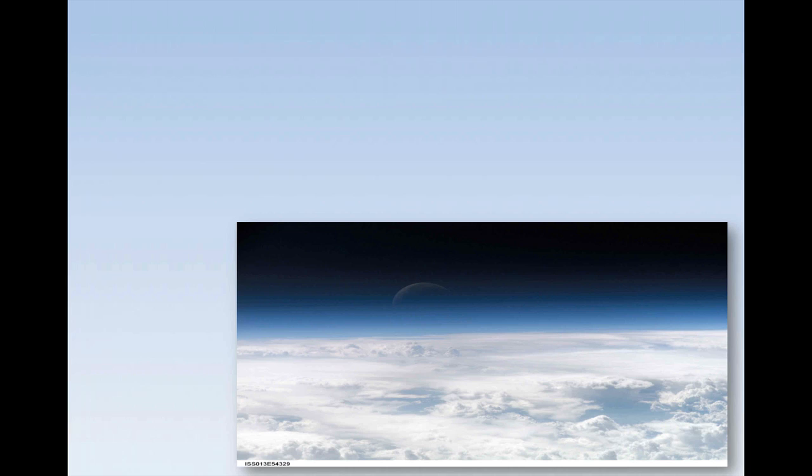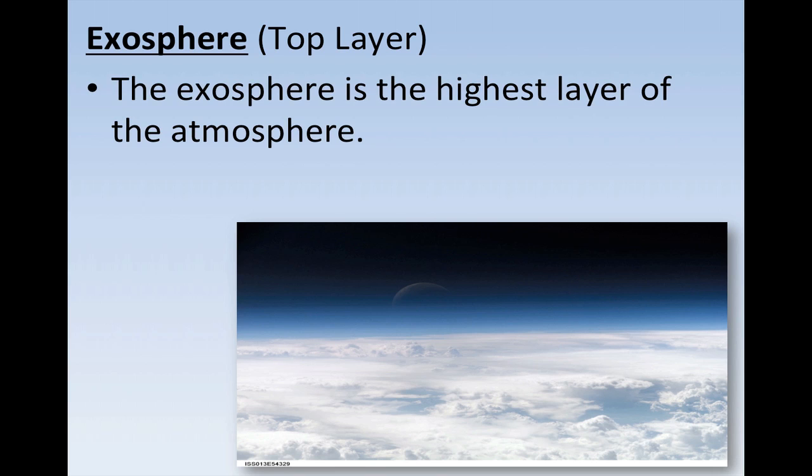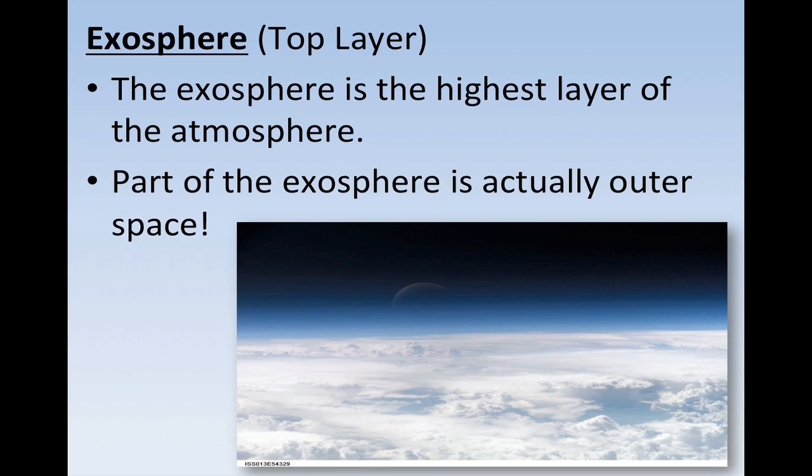It also causes the aurora that we see, like the northern lights that we see in Alaska and different parts close to the Arctic. The last layer, the top layer, is the exosphere. Real simple. Not many facts about that, except it's our last layer of air, our last layer of sky before we make it into outer space. The exosphere is the highest layer of the atmosphere, and part of the exosphere is actually outer space.